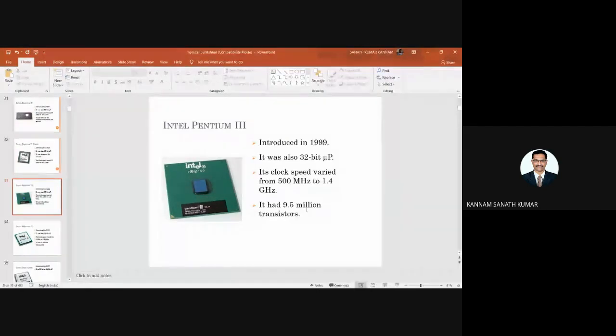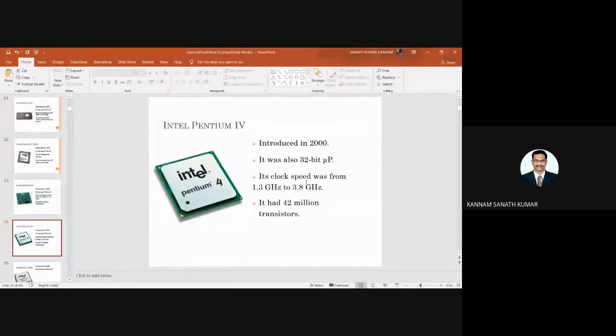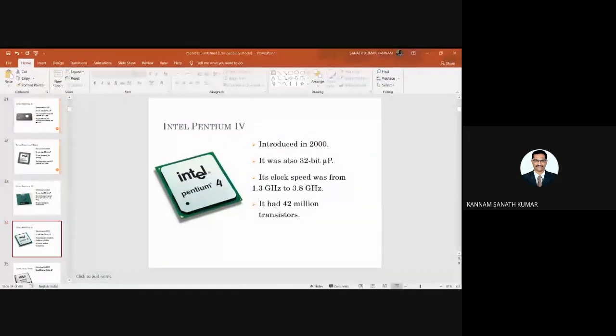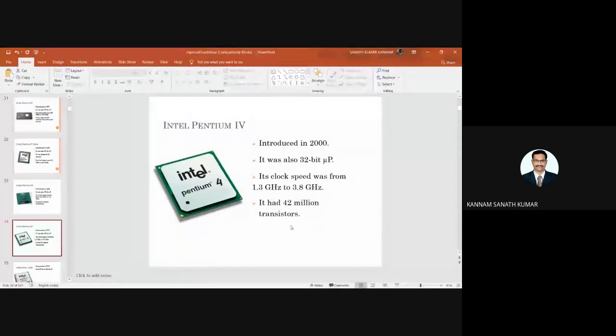Okay, Pentium 3. Okay, and Pentium 4. It was introduced around 2000. It was also a 32-bit microprocessor, and the clock speed is 1.3 gigahertz to 3.8 gigahertz. It consists of a total of 42 million transistors.